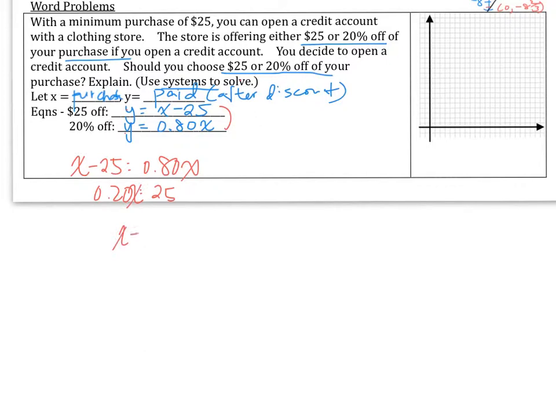And x would equal $125. And y, I'm just going to use one of these equations to find my y value, 125 minus 25 will be 100. So my point of intersection will be 125, 100 on the graph.